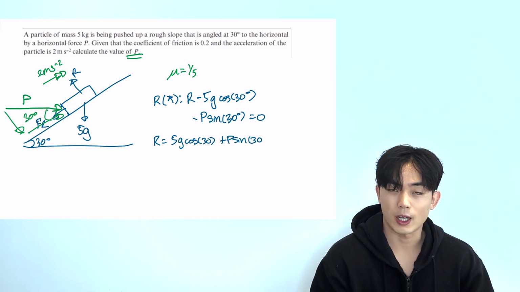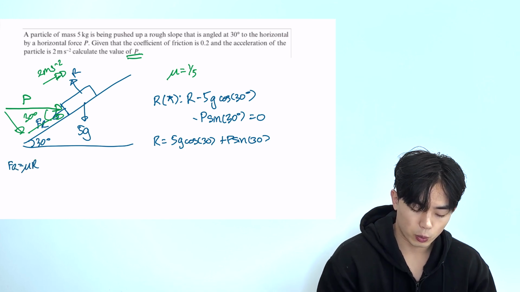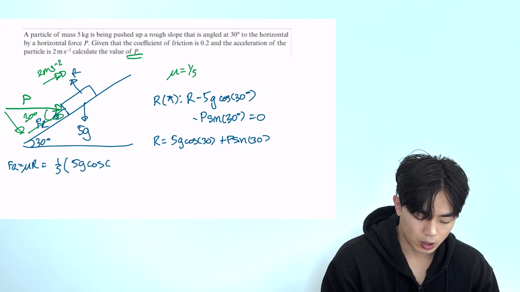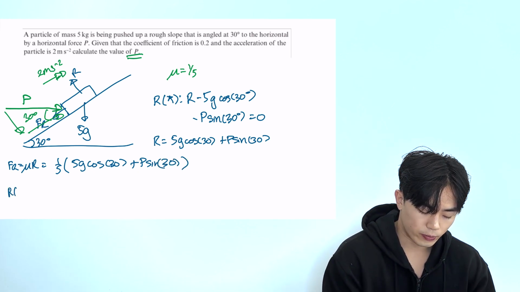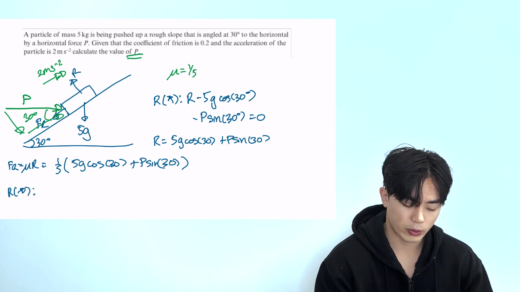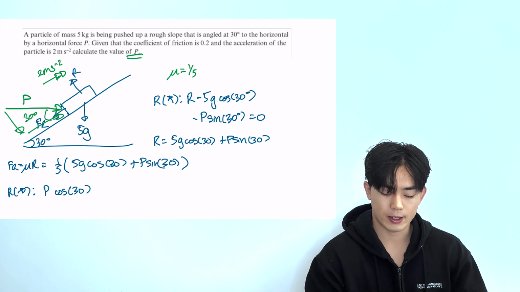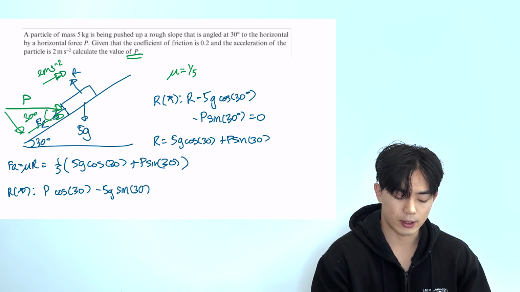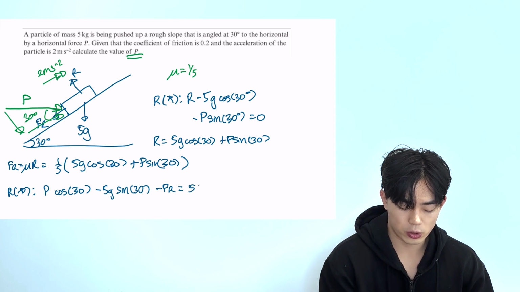This is needed because we need to work out the friction, right? And friction we know is mu R. So mu is 1/5, so it's going to be 1/5 times 5g cos 30 plus P sine 30. So we found out our frictional force first. Now I'm going to be resolving up the plane. Okay, so we have pushing up, we have the P component, right, which is P cos 30. We have the weight acting downwards, so that's going to be negative 5g sine 30. And we also have the frictional force acting downwards, so minus friction. And that's equal to MA, so 5 times A, which was 2.